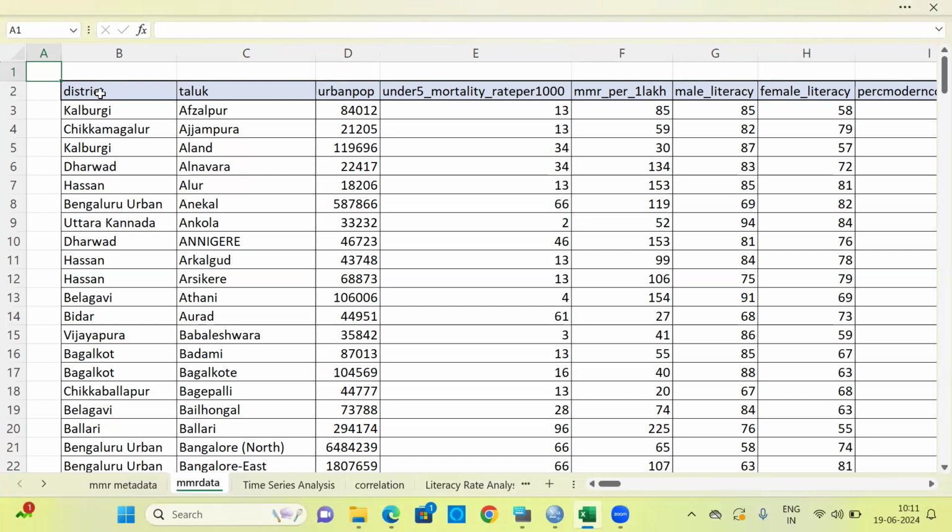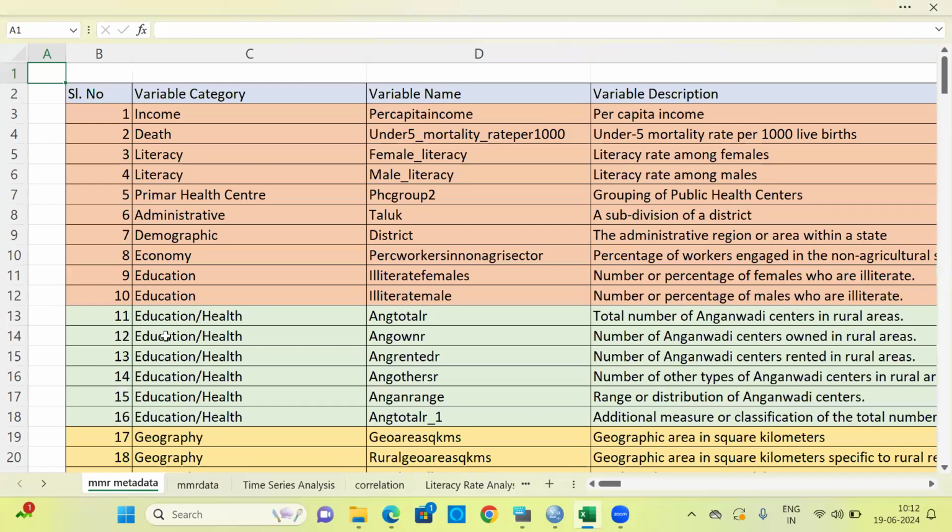To get a richer perspective about this data, let's move to the metadata of this particular data. Let's now move to the metadata. Here you have 4 columns: serial number, variable category, variable name, and variable description.